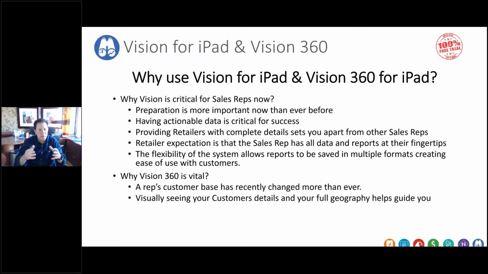Why is the Vision 360 vital, which is the map tool? It's the ability for you to see your territory. It's one thing to look at the numbers and go in and search for customers and things like that. But when you can visually look at your territory, Denver or Aurora or Kansas or Montana or wherever you happen to be, visually, here's the customers I've been selling to.